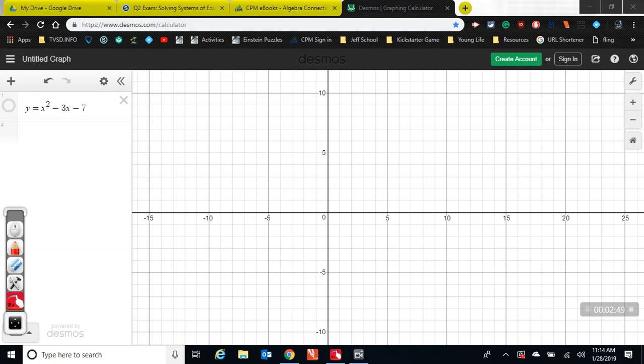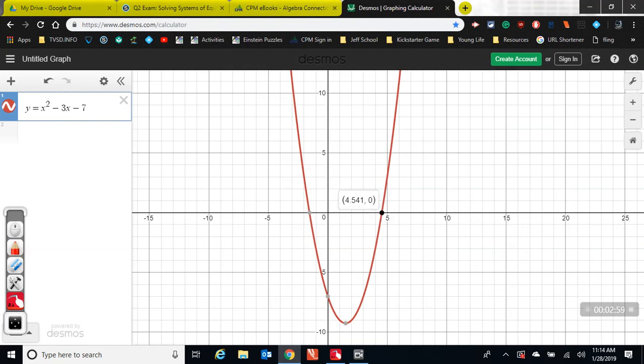Here we go. We've got the equation. Here it's y equals x squared minus 3x minus 7. And if y is 0, that's where we're looking for the x-intercepts. That's right here and here. Notice y is 0. And I see here that we've got 2 points. We see that there are x values that make this true.